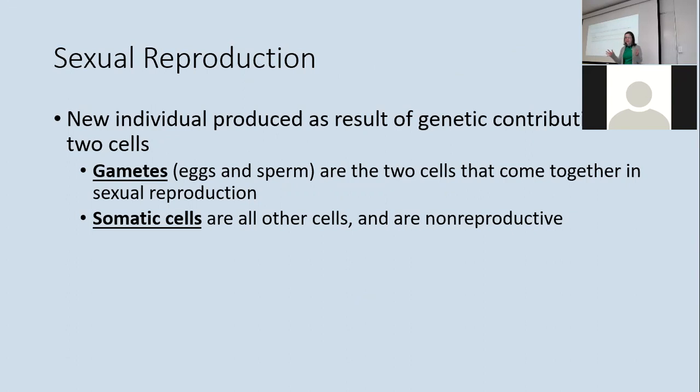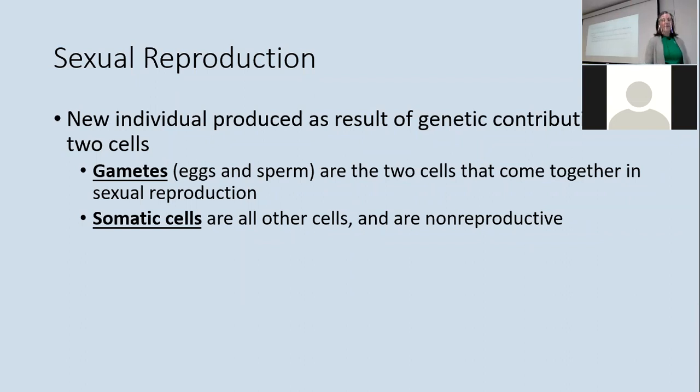Sexual reproduction, general concept: a new individual is produced as a result of the genetic contribution of two cells, right? That makes sense. And the two cells in question are an egg and a sperm cell. These are gametes, sexual reproduction cells, things we're vaguely familiar with. So these two cells come together in sexual reproduction. All the other cells in your body are somatic cells. They are non-reproductive. The cells in your arm or in your ear are not reproductive. They are somatic, or body, is kind of the root of that word.